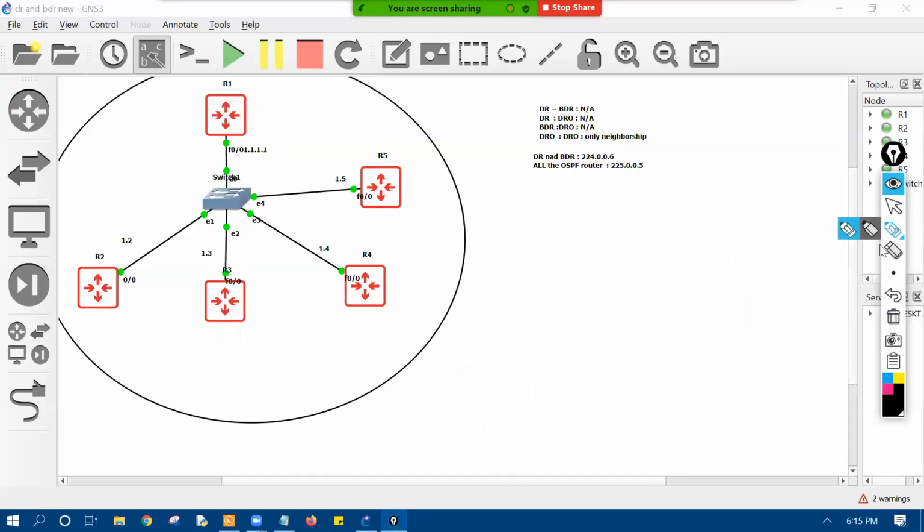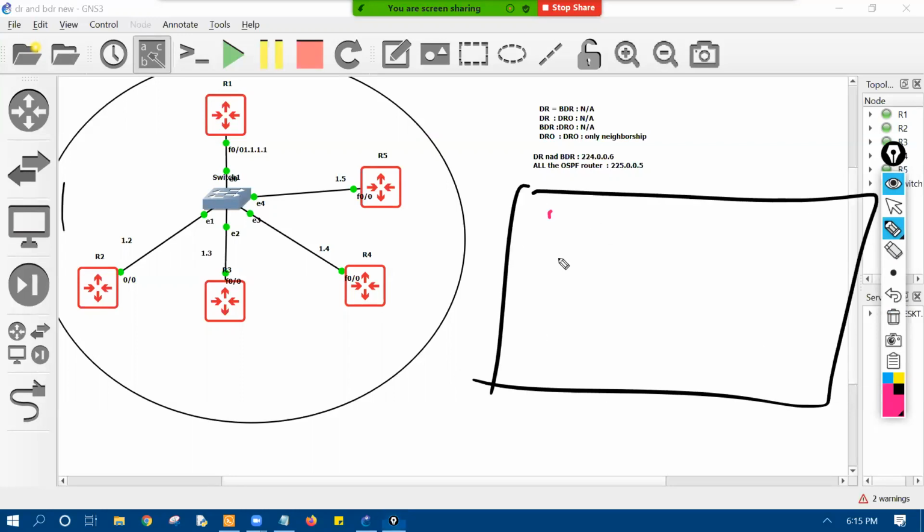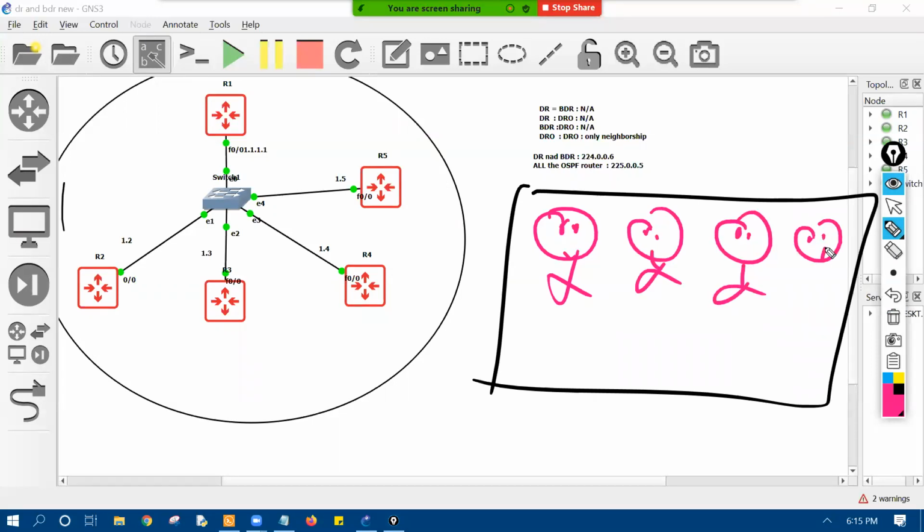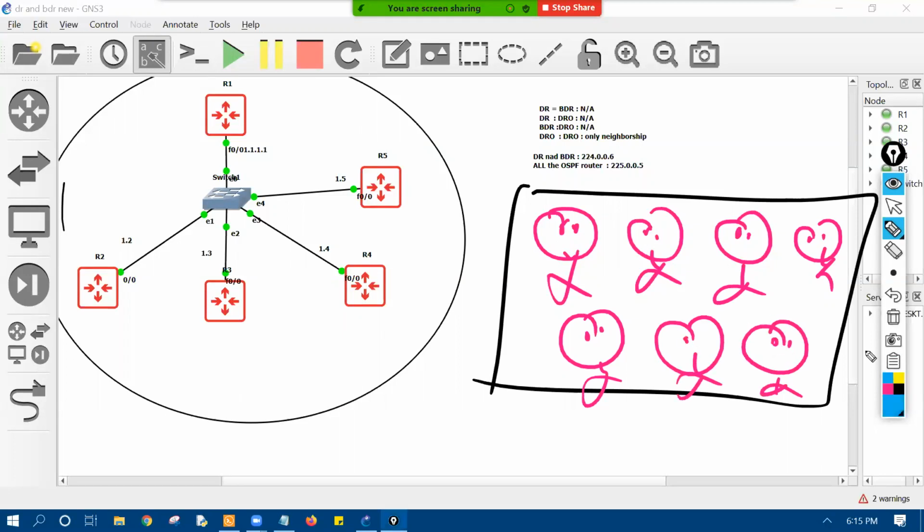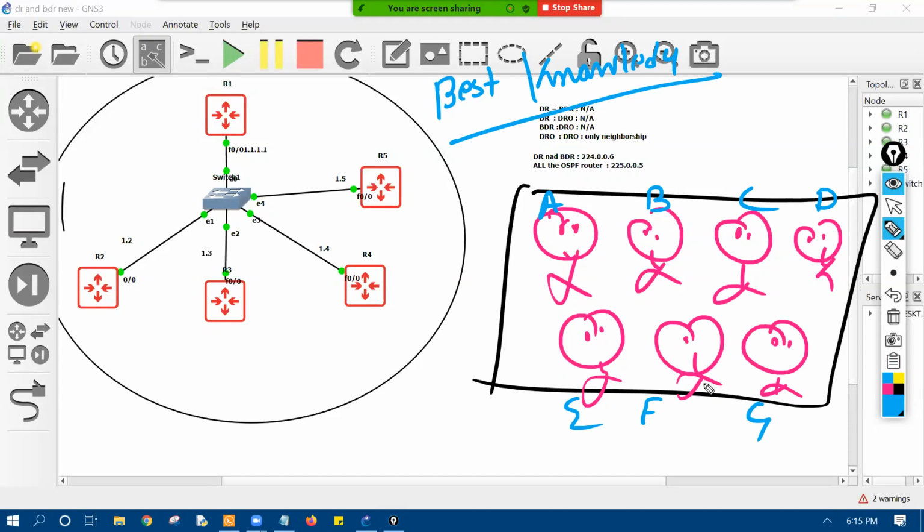How are you going to identify who will become the CR of this classroom? How can you identify this person will become the CR of this classroom? Based on the knowledge. I can say that A will become the CR of the classroom and B will become the backup CR of the classroom, based on the knowledge. What is the knowledge of the OSPF router over there?